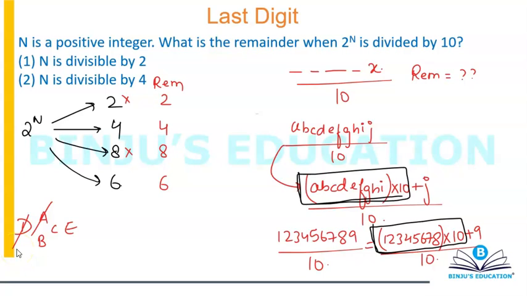Now statement B, n is divisible by 4. That means it's a multiple of 4. That means there is only one possibility, that is this one. The number will be in the form of 2 to the power 4k, and that will always give you unit digit as 6. So when the number is divided by 10, what's the unit digit? It's always 6. So is B giving me a conclusive answer? Yes, it is. Hence B is my answer.